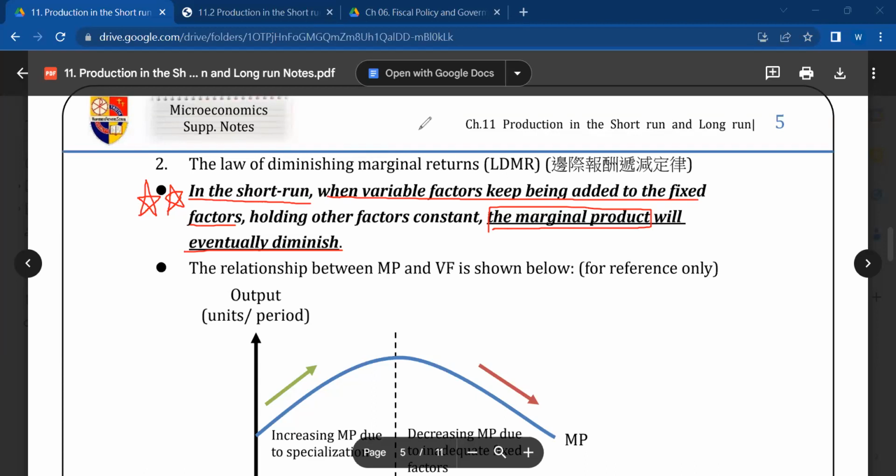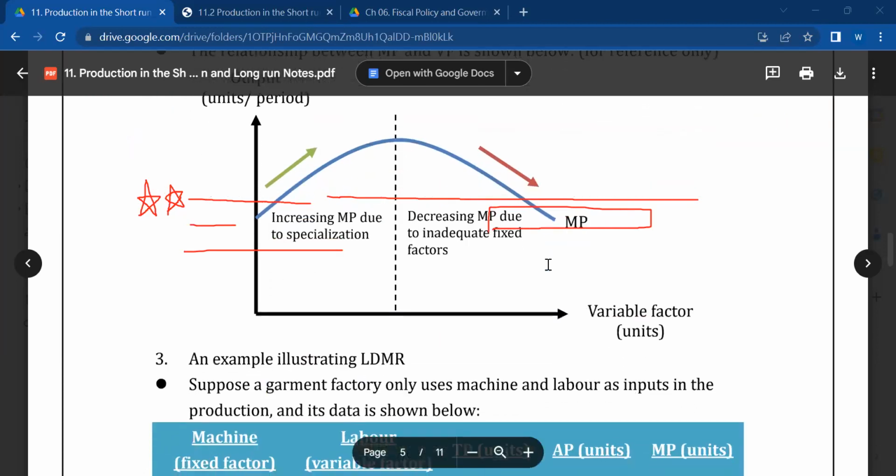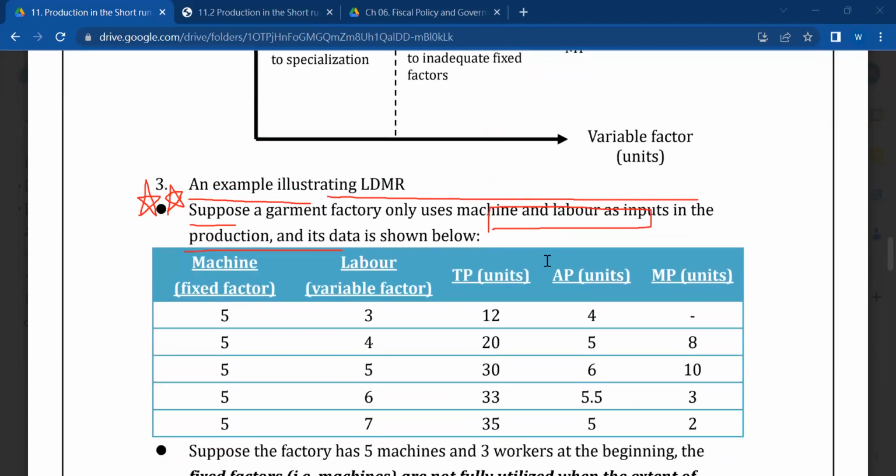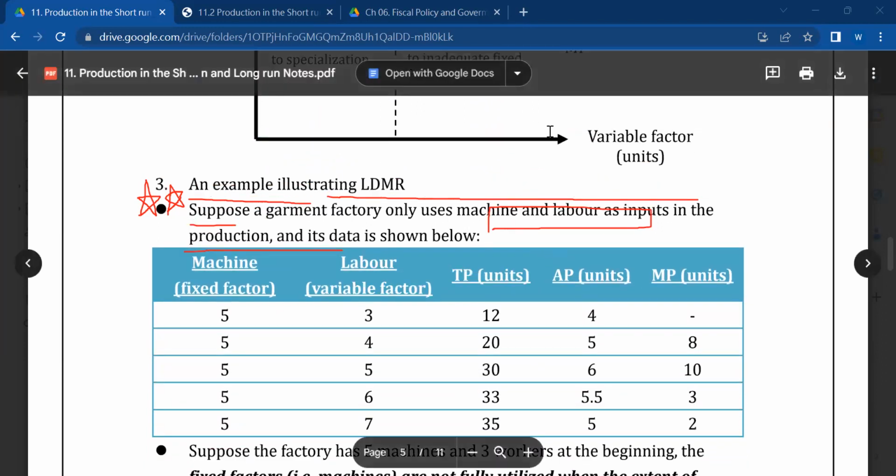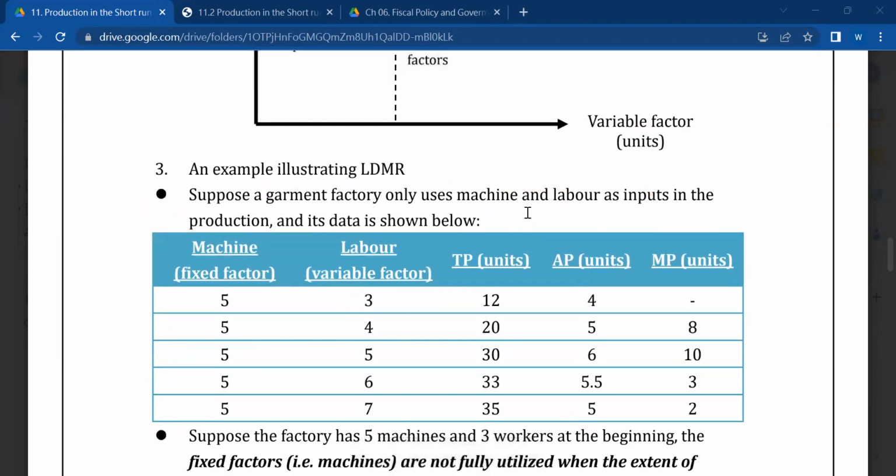Okay, and then we need to know the operation and the implication of the LDMR. So let's see the example again. Please listen carefully if you didn't get the message yesterday.